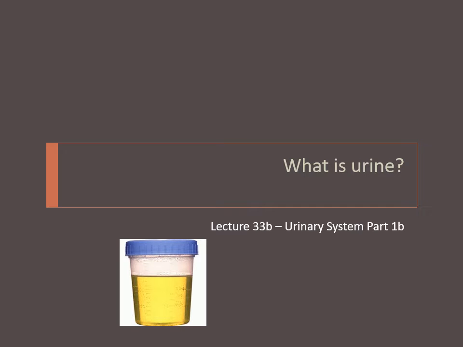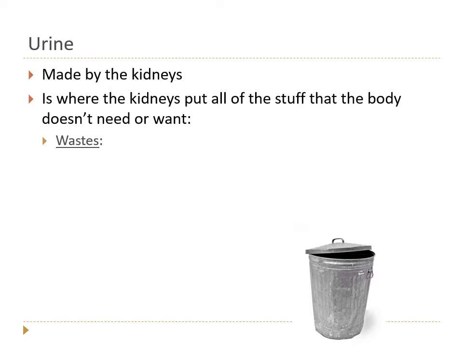So all this talk about urine and where it goes, the question now becomes, what is it? If you can think for a minute, we would normally in class do this as a pair share, but what actually is urine and what is in it? First of all, urine is made by the kidneys. We've talked about that already. And it's where we put all of the stuff that our body doesn't need or want at the moment.